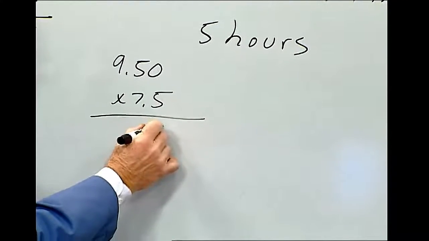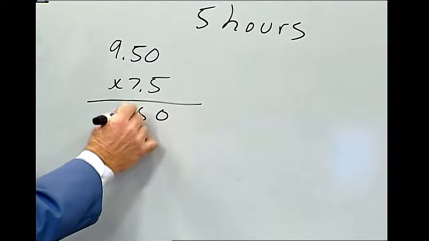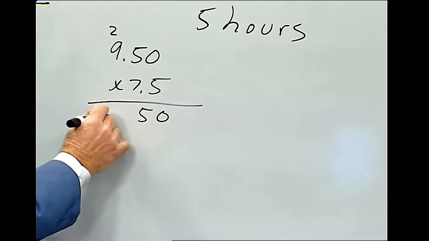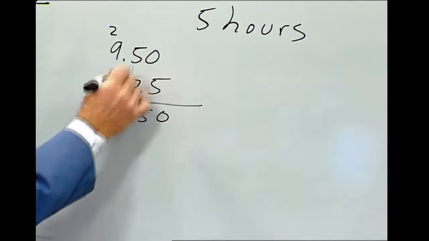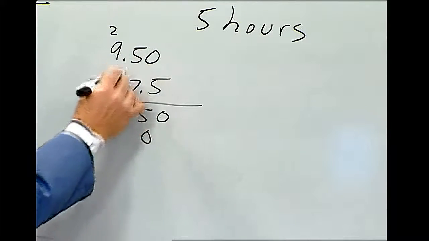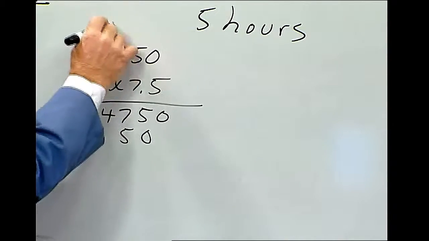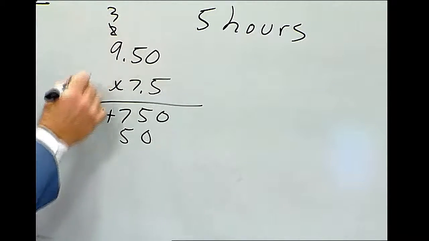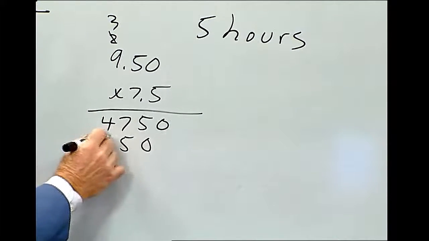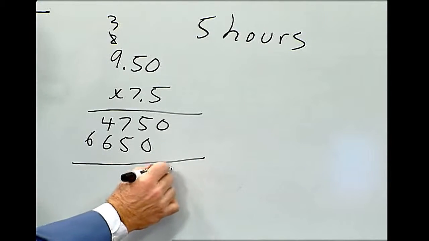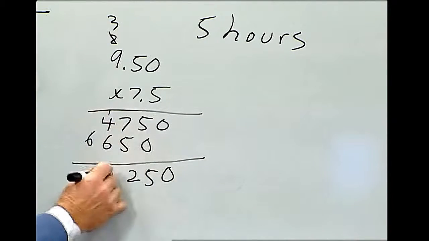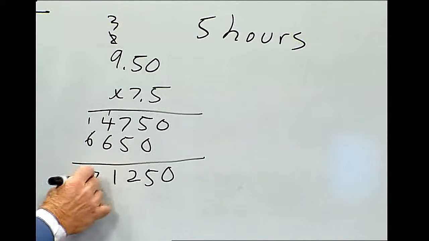5 times 0 is 0. 5 times 5 is 25. Carry the 2. 5 times 9, 45, plus 2 makes 47. 7 times 0 is 0. 7 times 5 is 35. 7 times 9 is 63, plus 3 is 66. Add the numbers together. 5, that's 12, 11, 7.